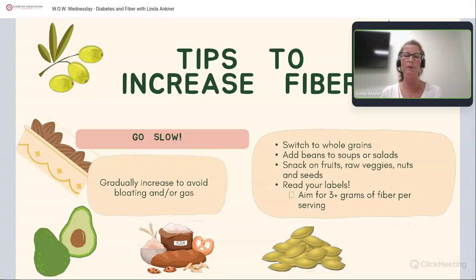So if you're currently used to eating white bread, switch over to a whole grain bread, whole wheat bread, whole oat bread, maybe add beans to soups and salad. Beans are chock full of fiber. Snack on raw fruits, raw veggies and hummus, nuts and seeds, adding some of those things to your snacks throughout the day, and then reading your labels. We're going to talk about that in just a minute. You want to be looking for food items that have 3 grams of fiber or more per serving. Those food items are considered good sources of fiber if they have 3 or more grams per serving.